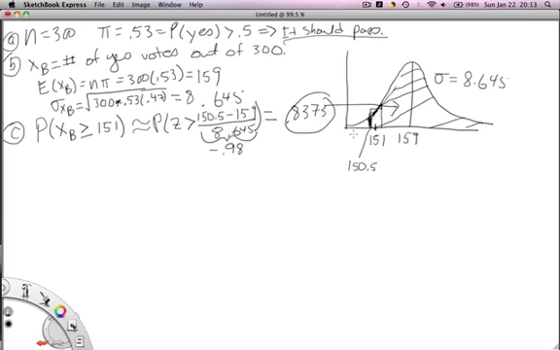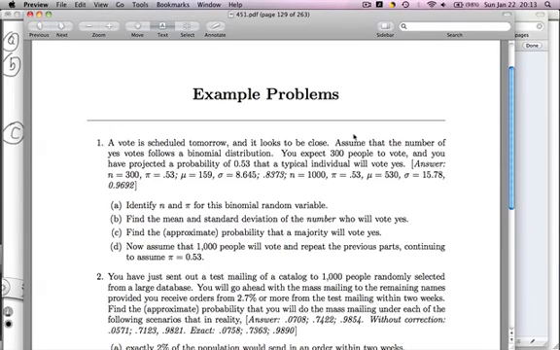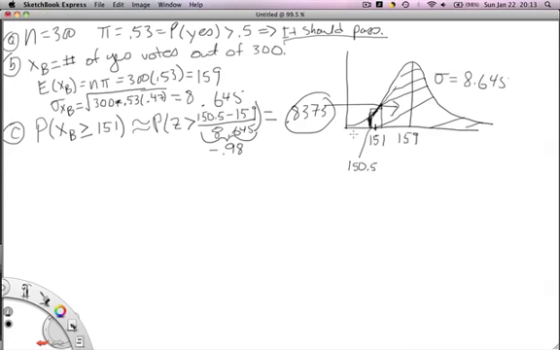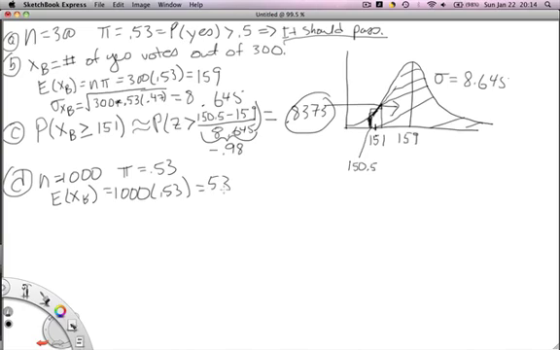Let's do the last part, which is part D. Part D reads, now assume that 1,000 people vote, and repeat the previous parts, continuing to assume that pi is 0.53. So part D, we now have an n equal to 1,000. Pi remains 0.53. In this case, the expected value of xb is going to be 1,000 times 0.53, which is equal to 530. So we expect 530 yes votes.